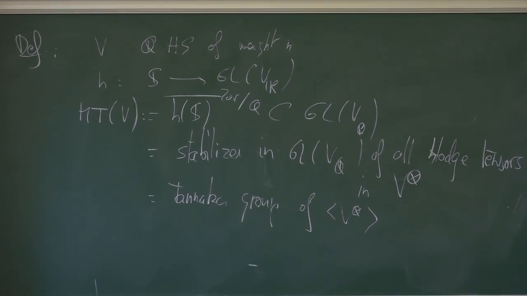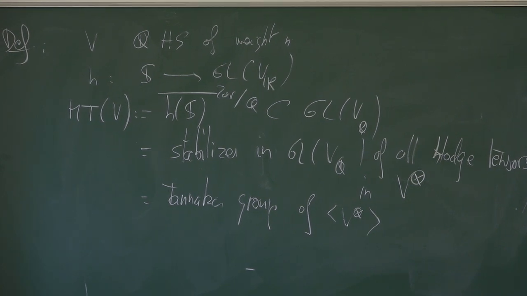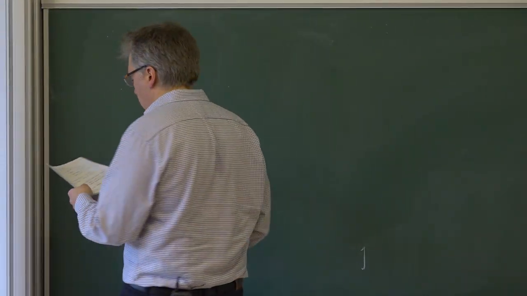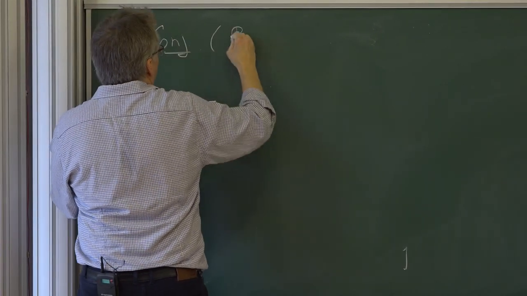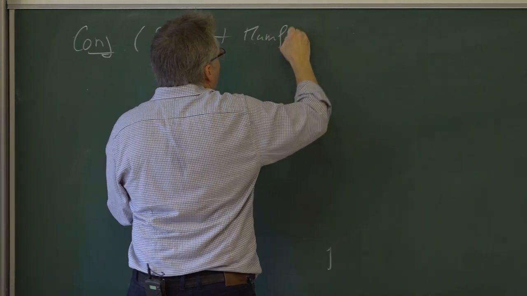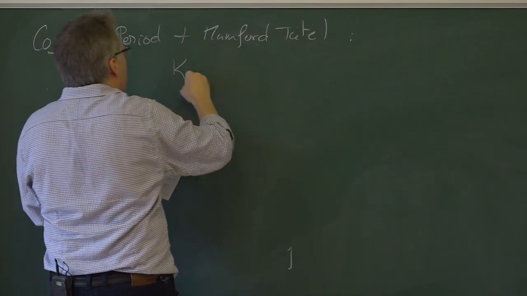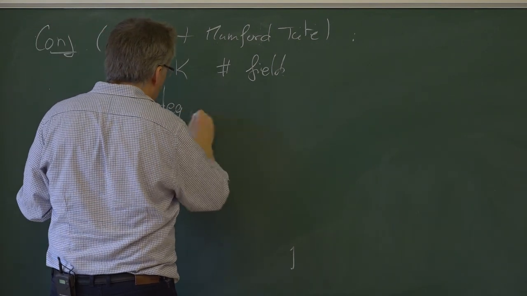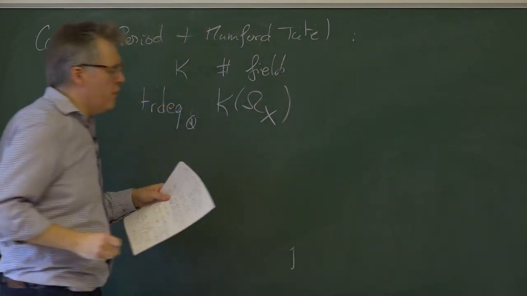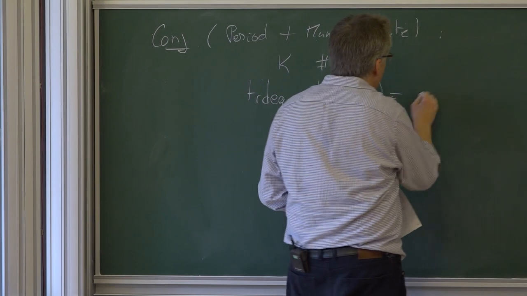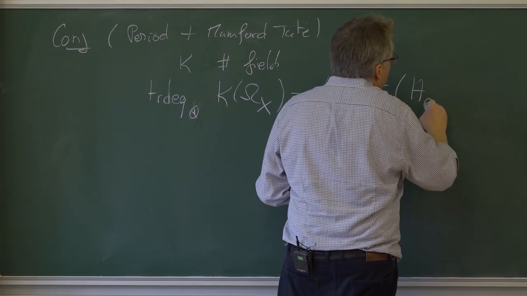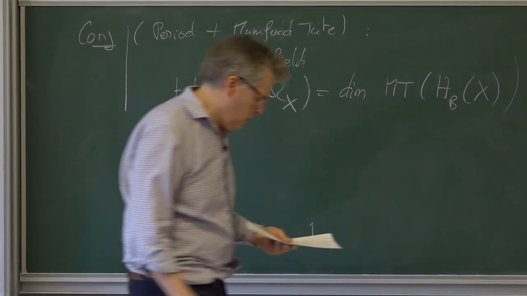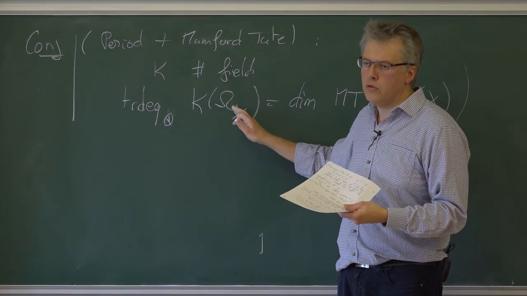Then let me mention a last conjecture, because I think this is the one that explains best the link between the transcendence and the fact that this transcendence is constrained by algebraic data. The conjecture, which is the Grothendieck period conjecture plus the Mumford–Tate conjecture, tells you that if you work over a number field, then the transcendence degree over Q of the field of definition of your period matrix is the same as the dimension of the Mumford–Tate group of H^n_B of X. So, of course, you have some transcendence, but you control it.